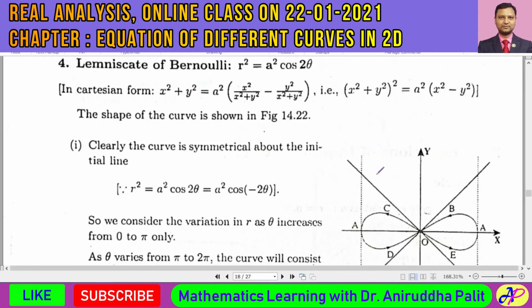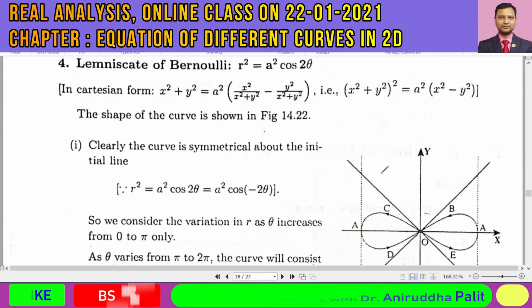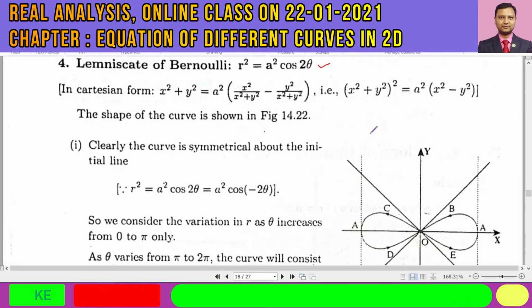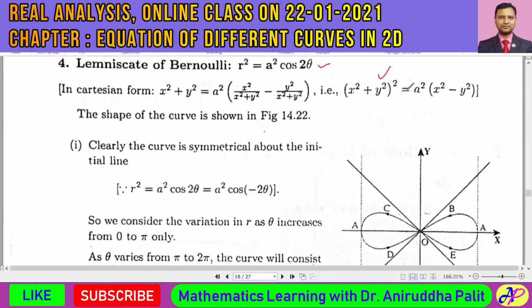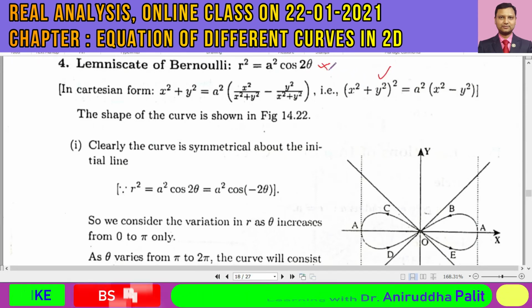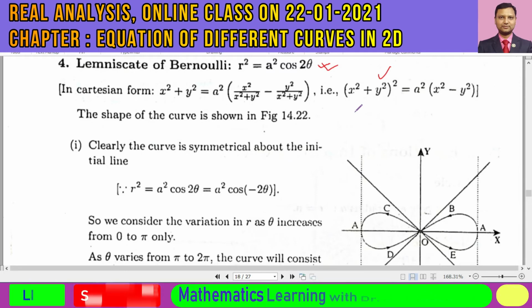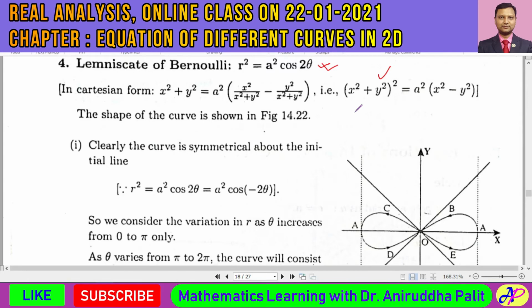Next, we consider the curve called the lemniscate of Bernoulli. r squared is equal to a squared cos of twice theta. It may also have a Cartesian form, but the Cartesian form is very difficult to remember. This is the Cartesian form. So we mostly consider the polar form of the equation, r squared is equal to a squared cos of twice theta.